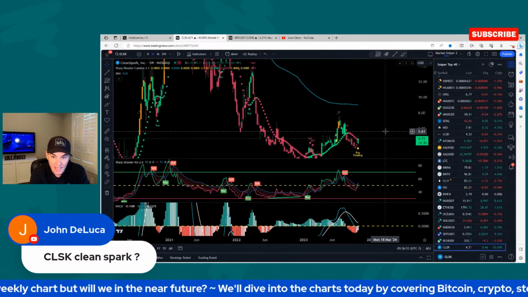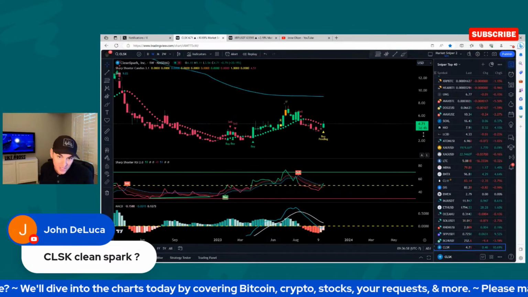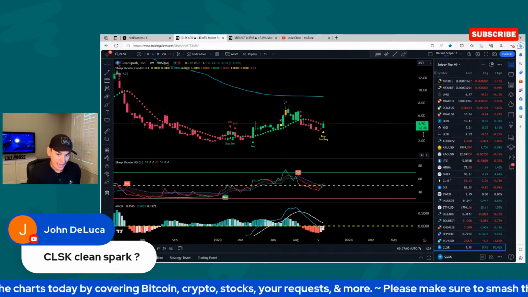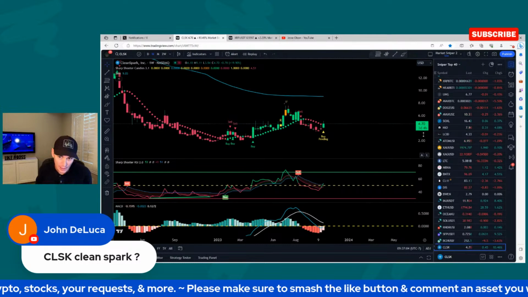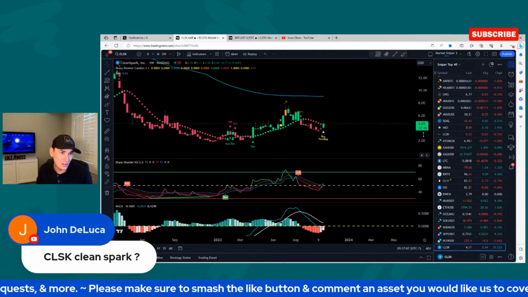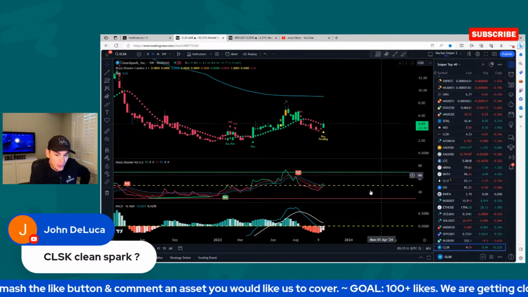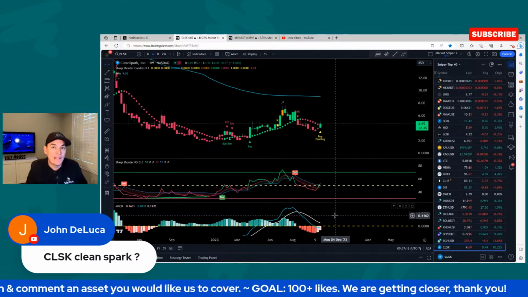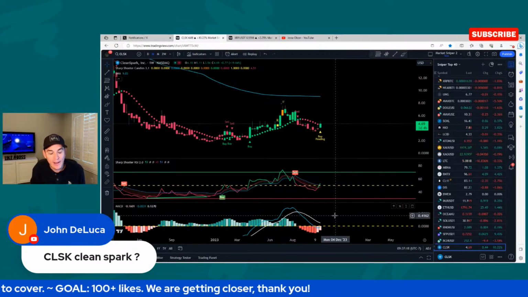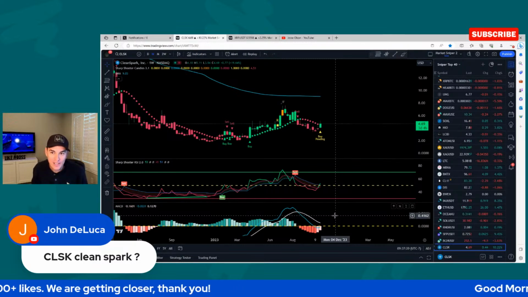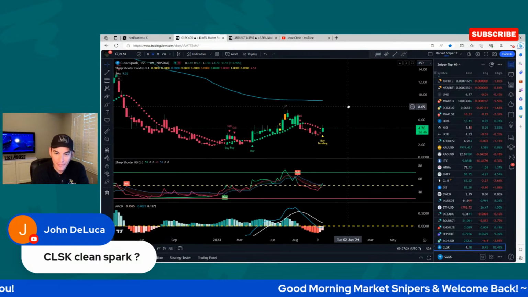Weekly chart has a pending buy signal, right? So pending buy signal where Bitfarms did not have a pending buy signal. It's still a little bit earlier on Bitfarms, it seems. Pending buy signal on Clean Spark. So if we start to see it flip around bullish, MACD flip around, could be lagging Bitcoin. So if you missed the Bitcoin move, not to worry. There's always new opportunities. That's why we got the opportunity alerts. There's always new opportunities every single day.